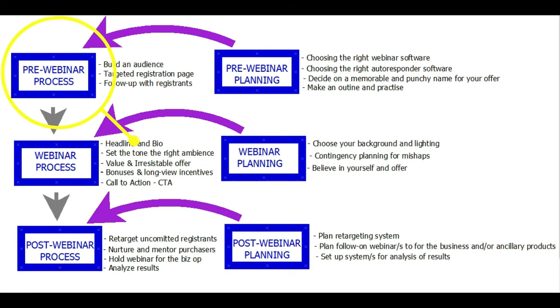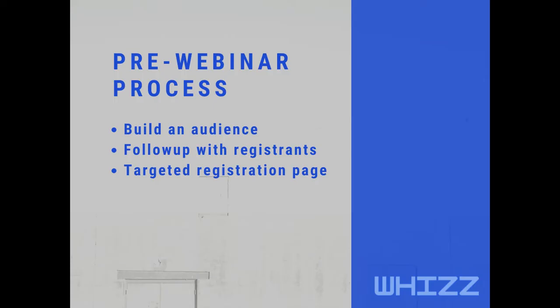So we're going to start off by looking at the pre-webinar process. That's what you do before your webinar to prepare for it. So the 3 things that you need to do before you hold your webinar are: number 1, build an audience; number 2, follow up with registrants; and number 3, have a targeted registration page where people can register for the webinar.